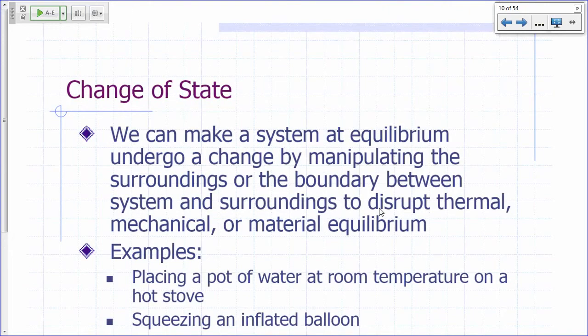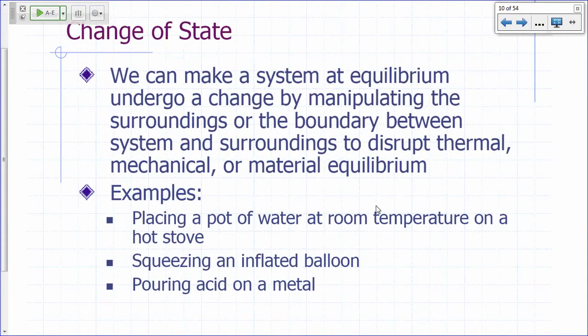That's how you specify an equilibrium state. Now, we can make a system undergo a change from one equilibrium state to another by manipulating the surroundings or the boundary between the system and the surroundings. Basically, we can make change happen by disrupting thermal equilibrium, mechanical equilibrium, or material equilibrium.